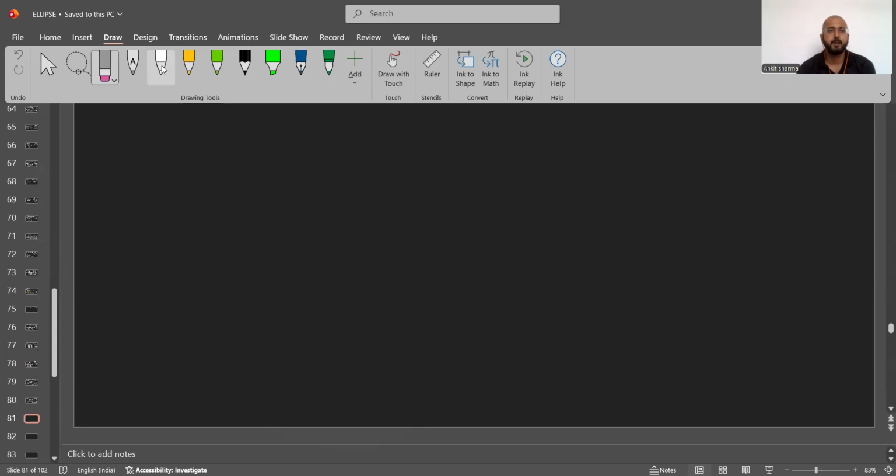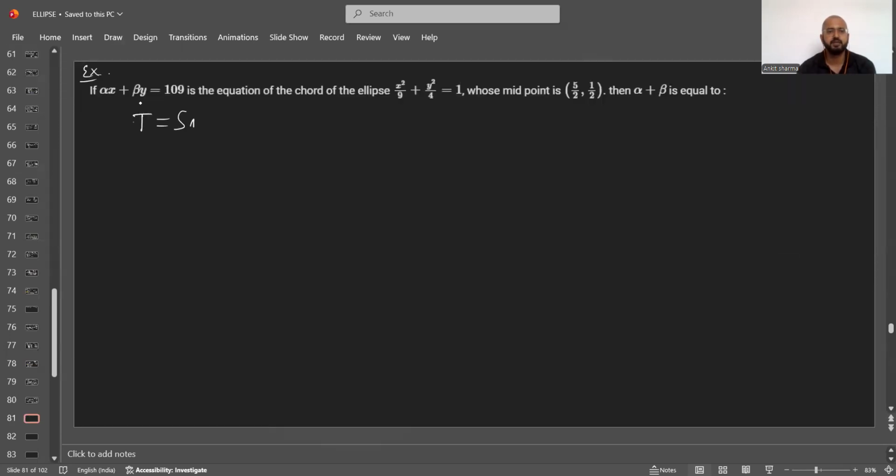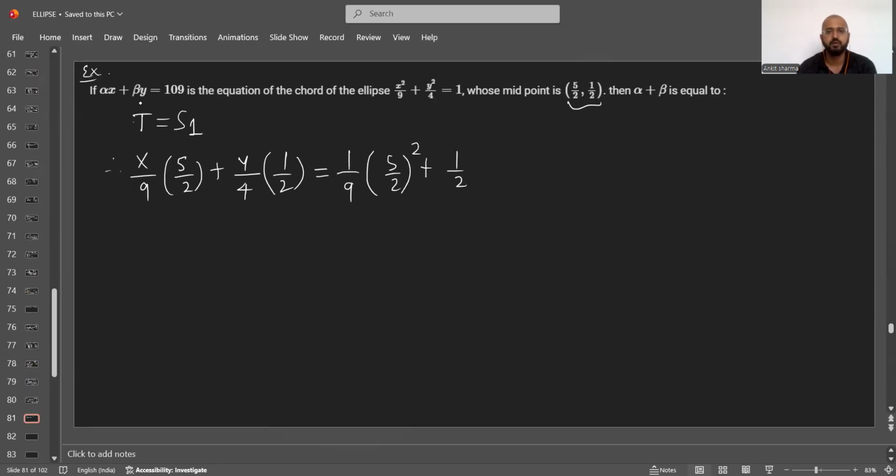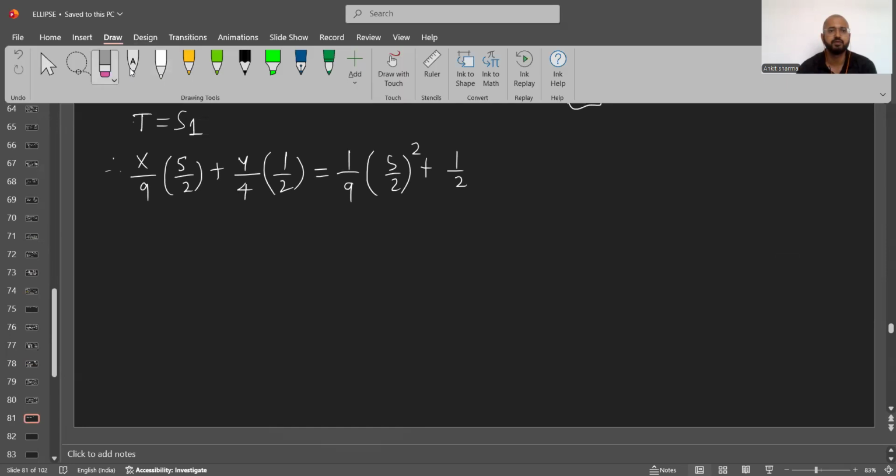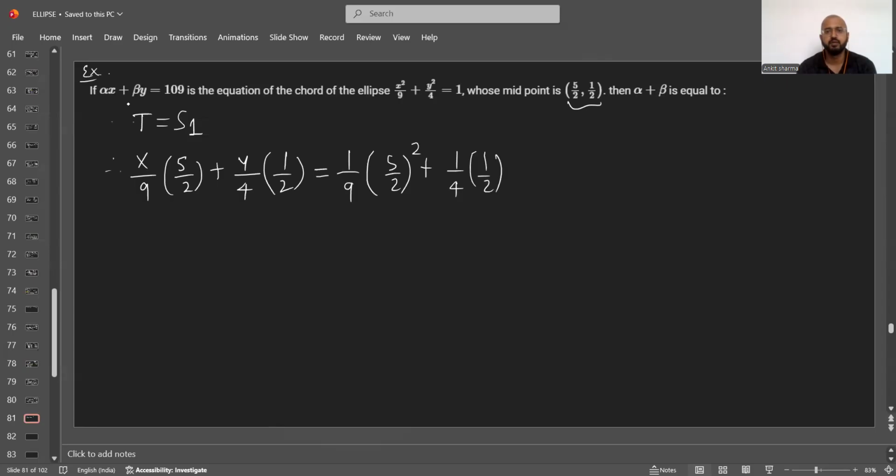Now, let's go ahead. So again, I'll use the fact that T is equal to S1. Then I'll be writing here my tangent with respect to this point. So I'll be having here x over 9, then x1 is 5 over 2, plus y over 4, and then this will be 1 over 2 here, is equal to S1. I need to plug in this point here. So 1 over 9, and then this is 5 over 2 square plus 1 over 4 into 1 over 2 square.